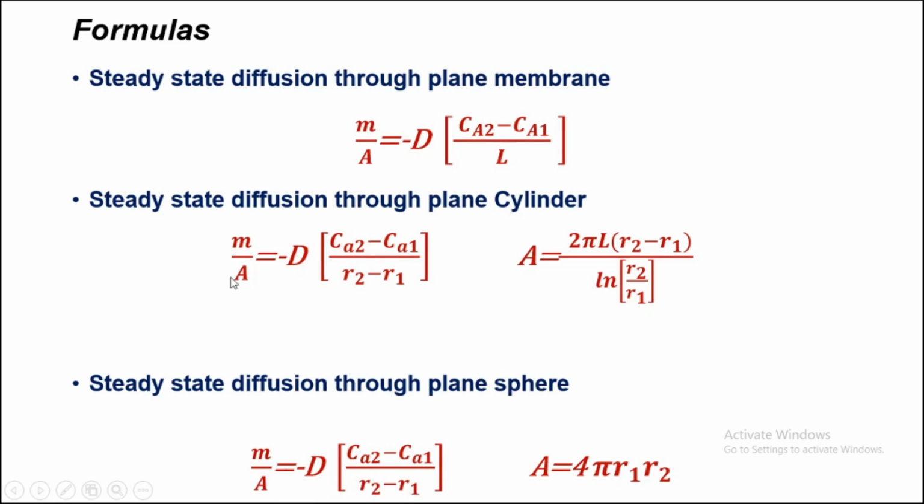Further, some problems may ask for the mass flow rate instead of mass flux. In that case, you need to calculate the area. For the cylinder, this is the area formula. For the sphere, this is the formula for calculating the area, that is 4 pi R1 into R2.